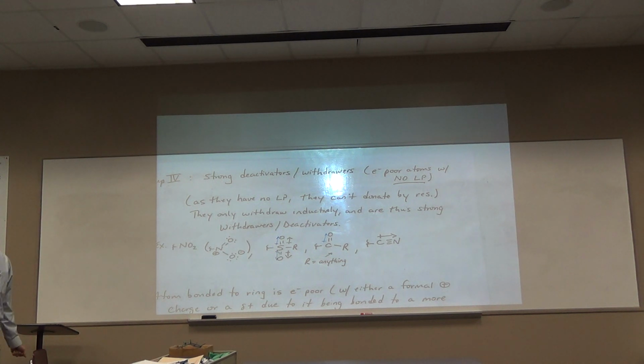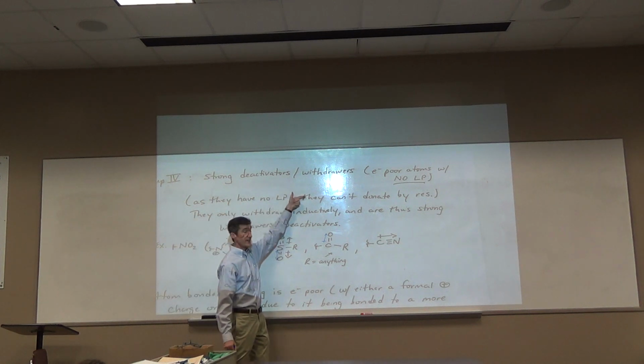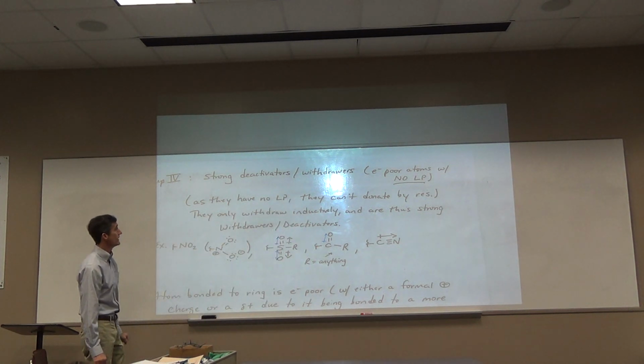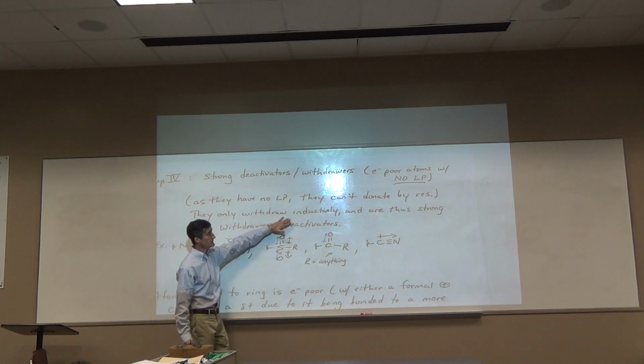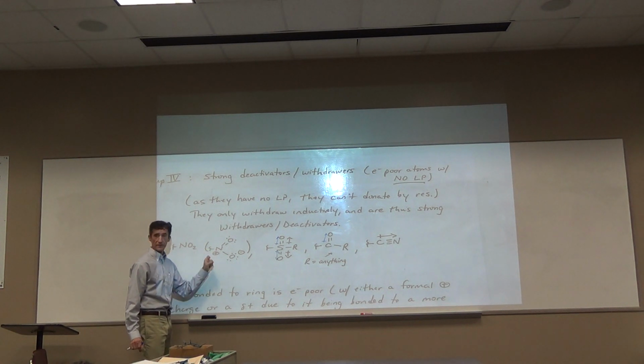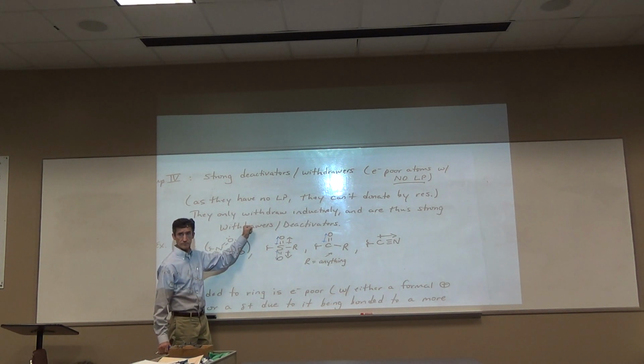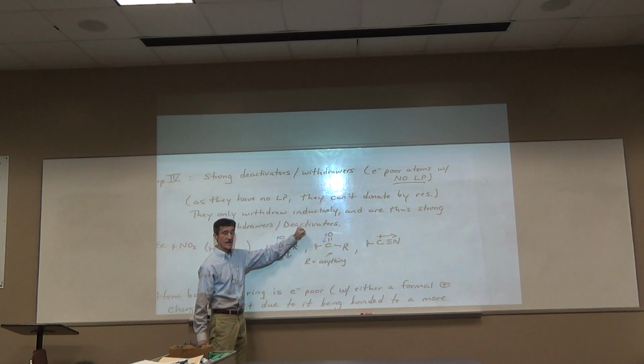What about a chlorine atom? Would that fit in here? No, chlorine has a lone pair. Anything with a lone pair can donate by resonance. As these groups have no lone pair, they can't donate by resonance. The only thing they can do is withdraw inductively. But because the atom that's bonded to the ring is pretty electron poor, they're strong withdrawers. Induction is strong. Inductive withdrawal is strong. Thus they're strong withdrawers, strong deactivators.